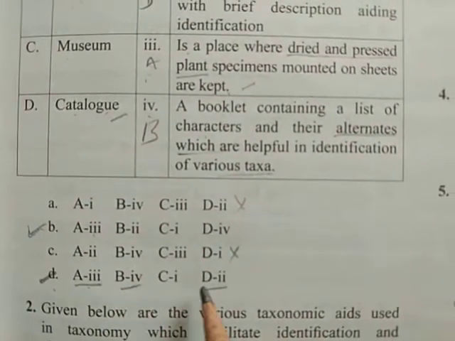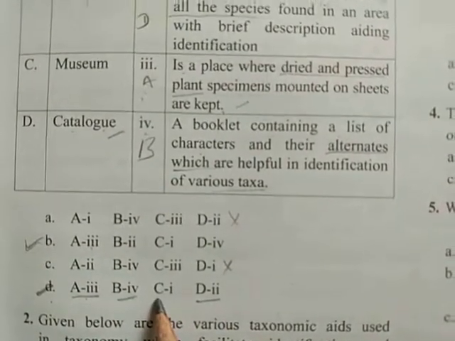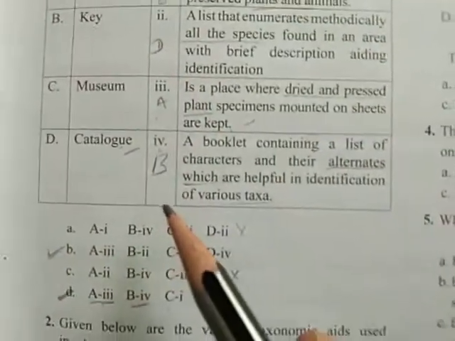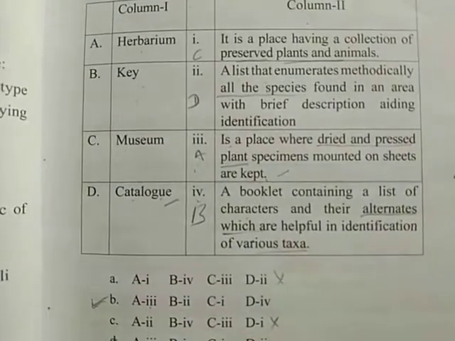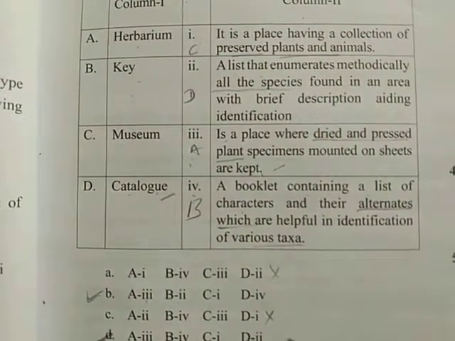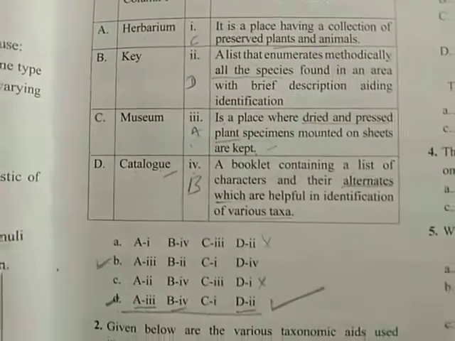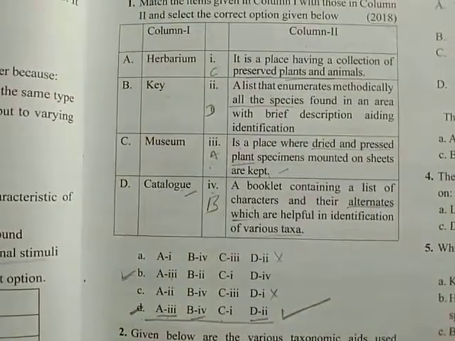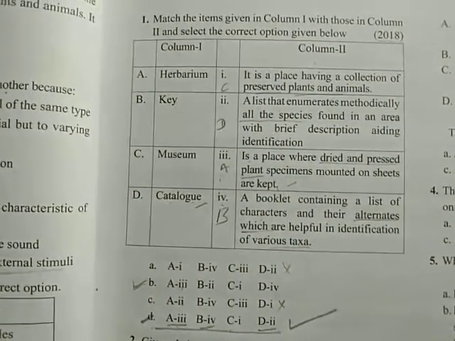A3, B4 and D2 are given, and C1. When you observe this, we'll clearly get the answer. D is the right option, right? So D is the right answer. In this way we can predict the answers.